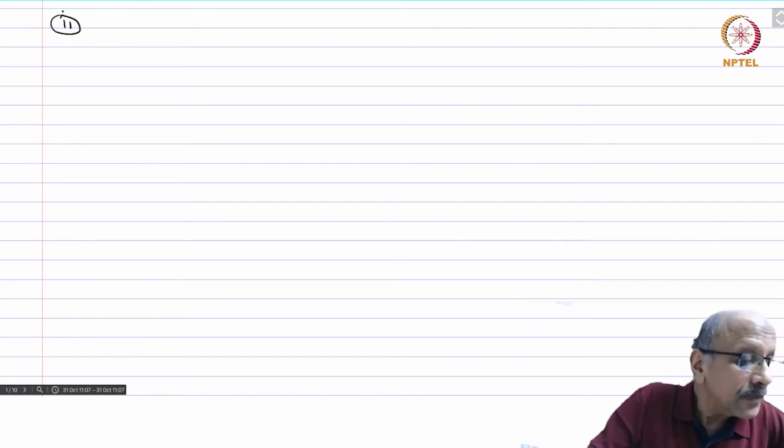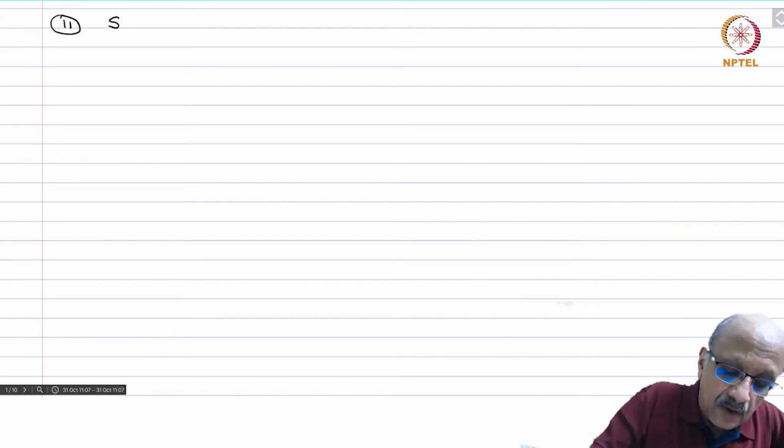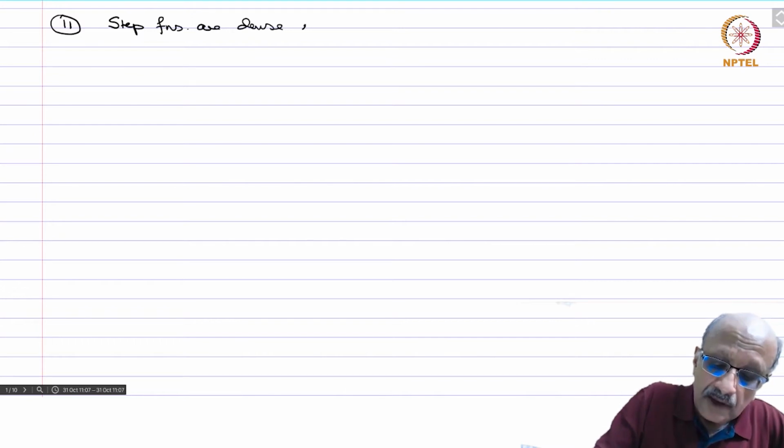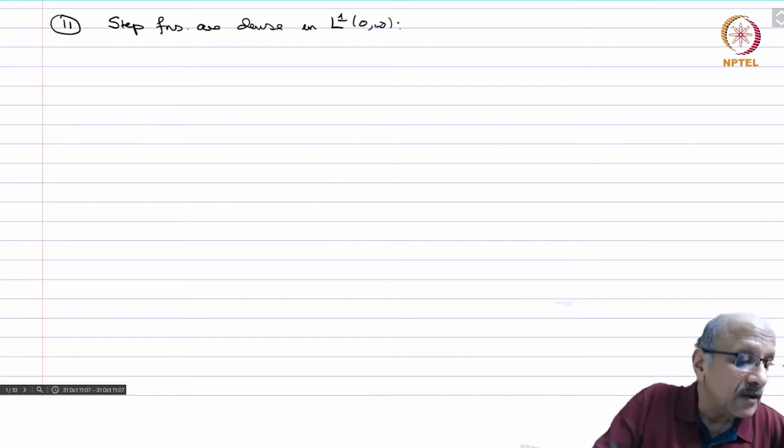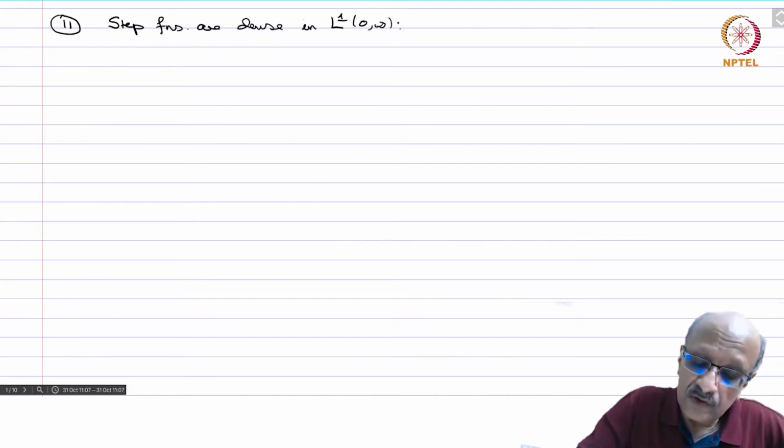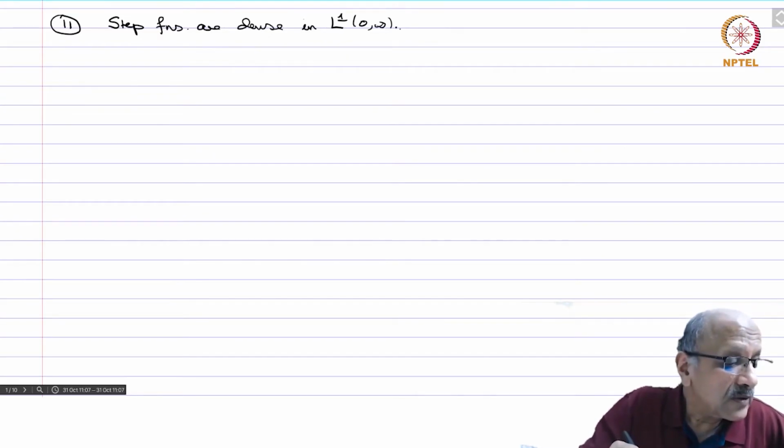So we continue the exercises. So we are now in number 11. Step functions are dense in L1(0, infinity). So L1(0, infinity) is the interval strictly positive in R, and L1 is the space with the Lebesgue measure, and therefore we want to show that step functions are dense.